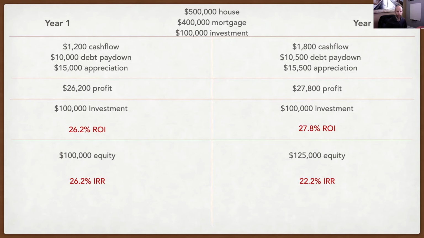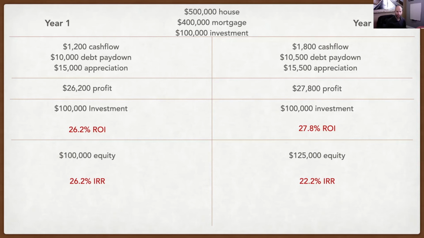So due to the debt pay down of the first year and the appreciation in the first year, you now essentially have $125,000 of equity in that property. So if you were to sell it and there was no cost of selling a property, you would walk away with $125,000, not just the initial $100,000 that you invested. So because you have $125,000 of equity, your internal rate of return is that profit divided by the equity, not the original investment. And that produces a lower number of 22.2%.